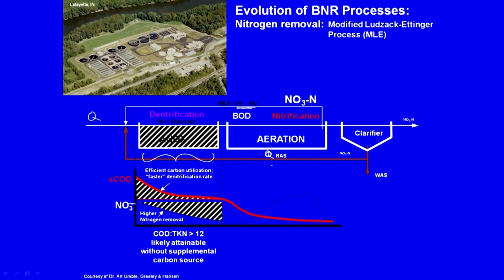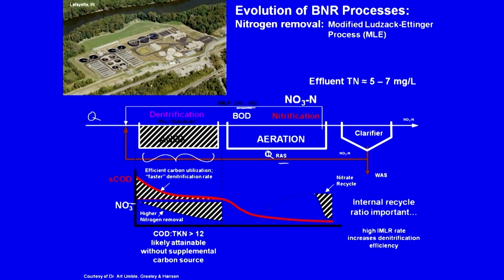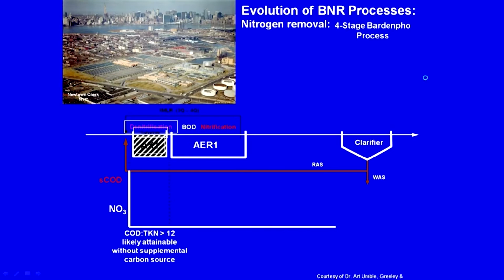So, the source of nitrate for the anoxic tank is not only from the return activated sludge, but from the internal recycle. So, let us see what else we have here. Internal recycle rate is obviously important, higher increases the denitrification efficiency, and obviously as you can see total nitrogen here is pretty low, and this is the 4-stage Bardenpho process. Let us see what we have. We have denitrification, nitrification, anoxic tank here, aeration, and internal recycle here.